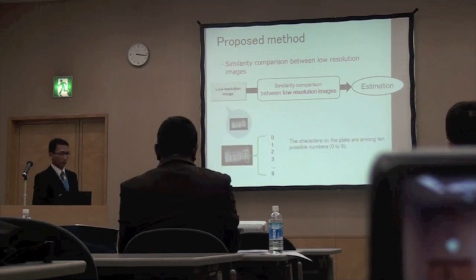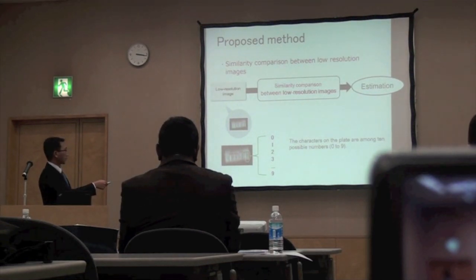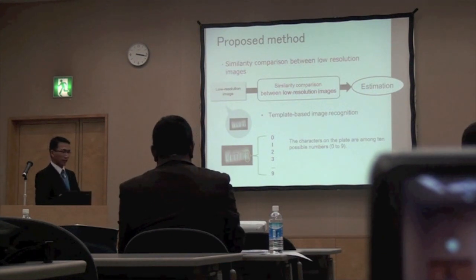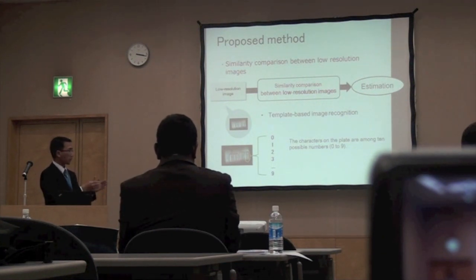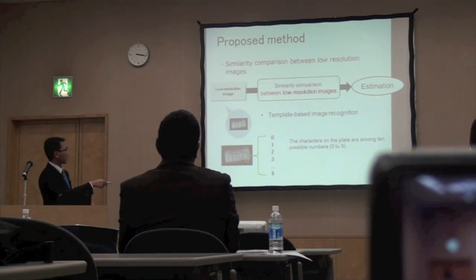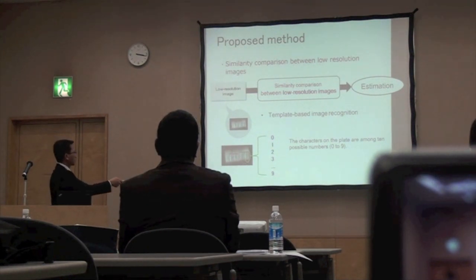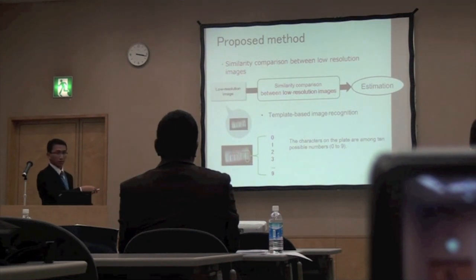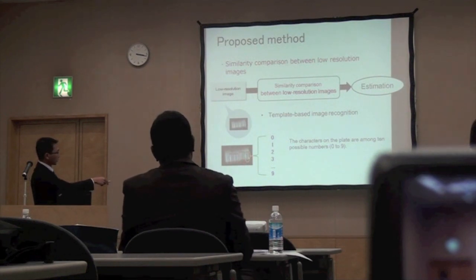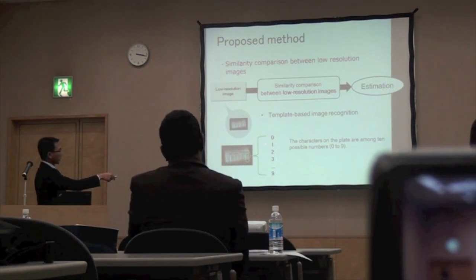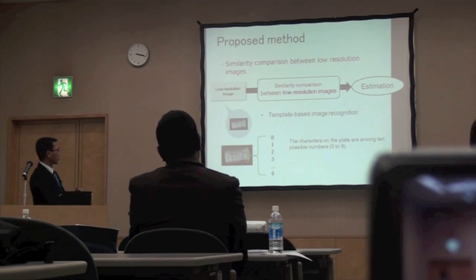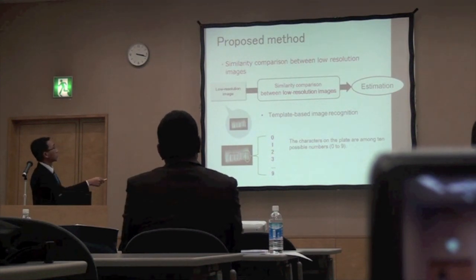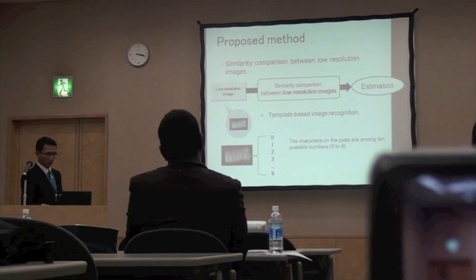And we use the fact that the characters on the plate are among 10 possible numbers, for example, from 0 to 9. So it is applicable for us to compare each character on the plate with 10 possible answers. In this case, please pay more attention to the last characters on the license plate here. The numbers written here must be numbers between 0 and 9. That's why we do the similarity comparison within low resolution images. Based on this idea, we propose our method.